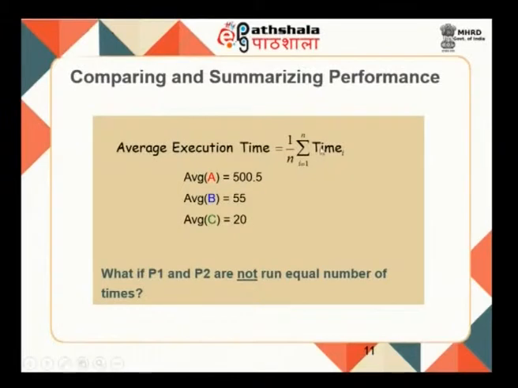But when you do this, you know how to calculate the average execution time: it is the summation of all the times divided by the total number of programs. In our case, you have 2 execution times, so you sum up those values and divide by 2. With respect to A, the average is 500.5 seconds. With respect to B, it is 55 seconds, and with respect to C, it is 20 seconds. Now the problem is, if you are trying to make a judgment based on this, you have a problem, because P1 and P2 are not run an equal number of times. So that may mislead your summary.